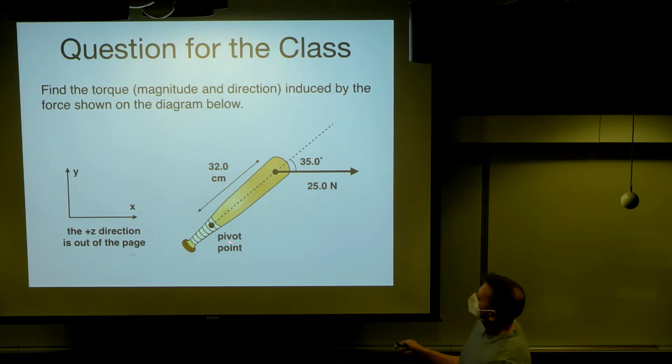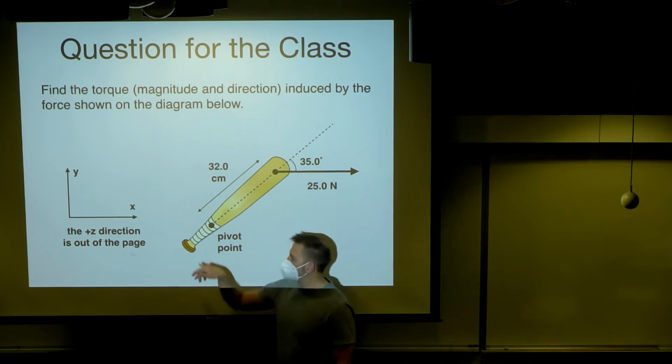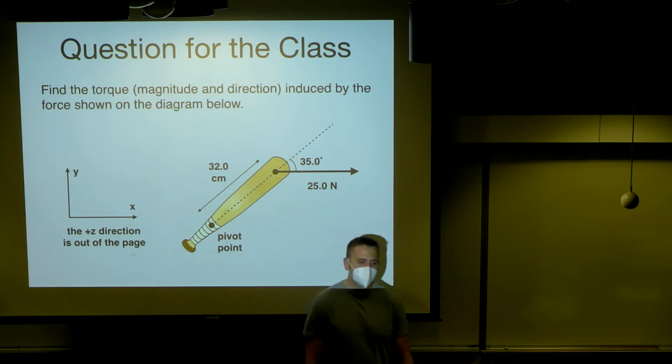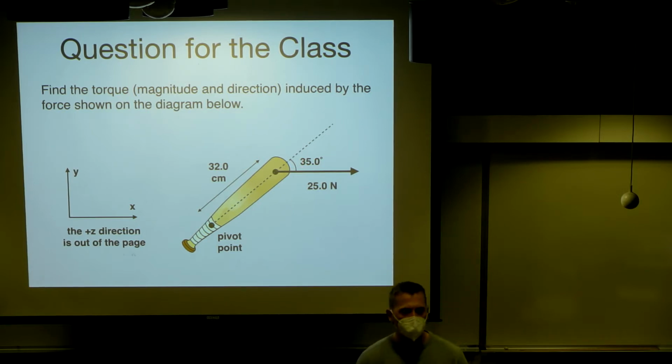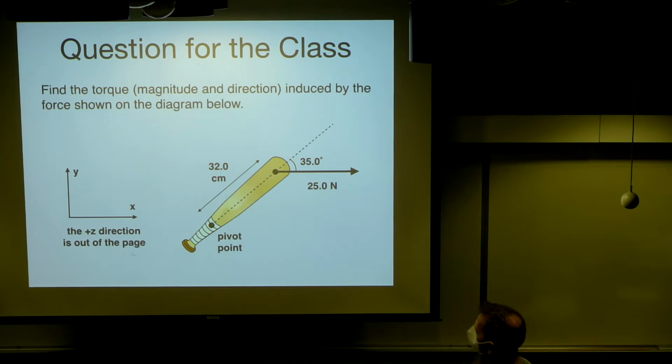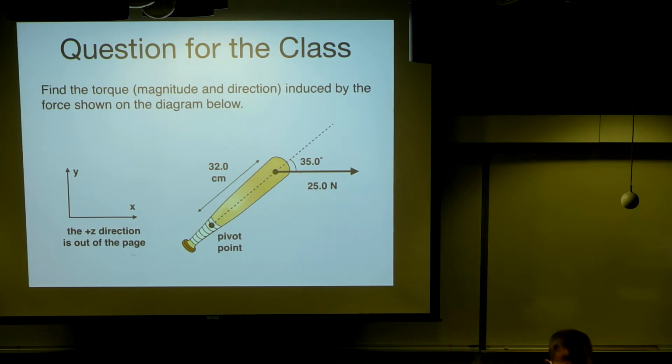So this is our object. That's our pivot point. So again, imagine there's just a hole drilled right there, and we fit it onto an axle right at that point. And we apply a force of 25 newtons right here, 32 centimeters away from the pivot point. And the angle at which we apply the force right there is 35 degrees. So I want you to tell me, what is the torque? Give me both the magnitude of the torque and the direction. Okay, so try to work this out and see what you get.